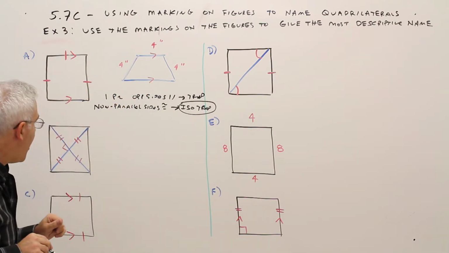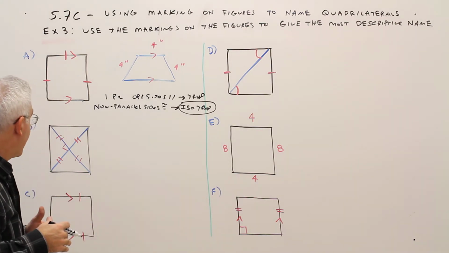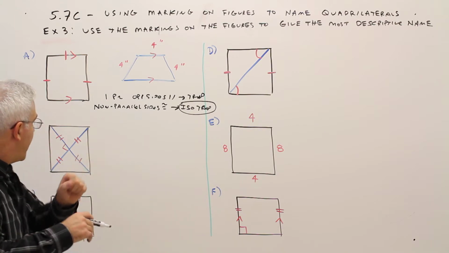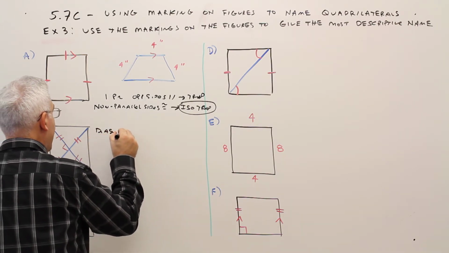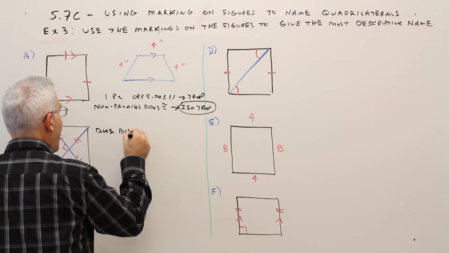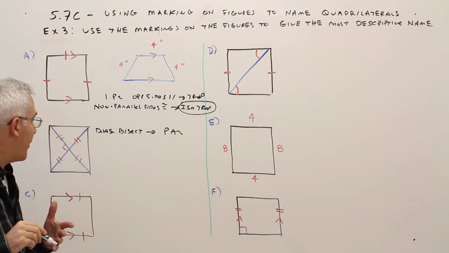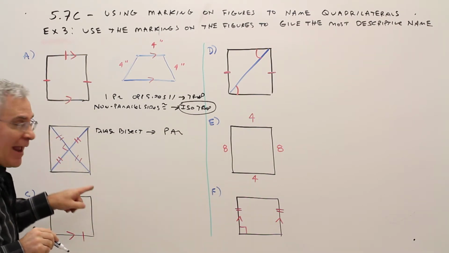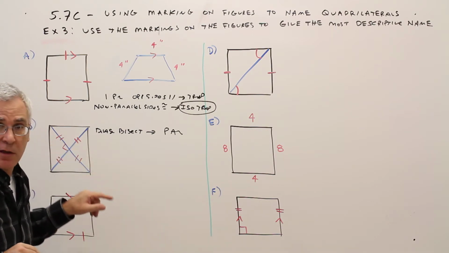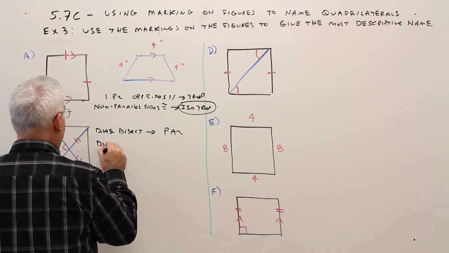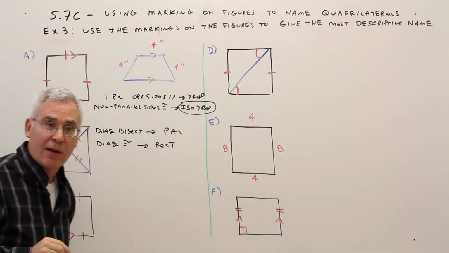Okay, part B. So let's just go through our analysis. Let's try to see if it's a parallelogram. Well, the diagonals bisect each other. So we know we're a parallelogram. The diagonals are congruent. Double tick plus double tick is the same as double tick plus double tick. So diagonals congruent gets me to a rectangle.